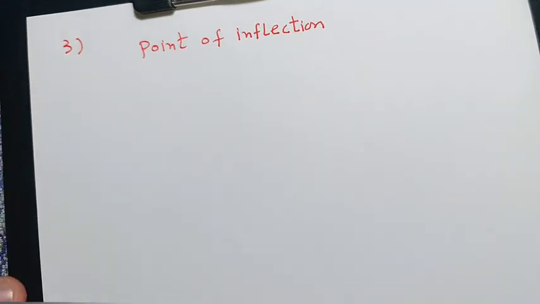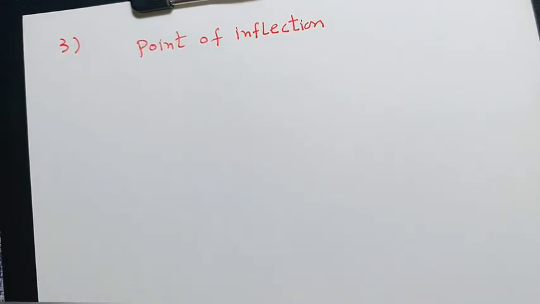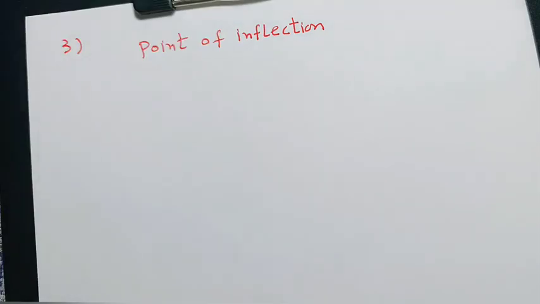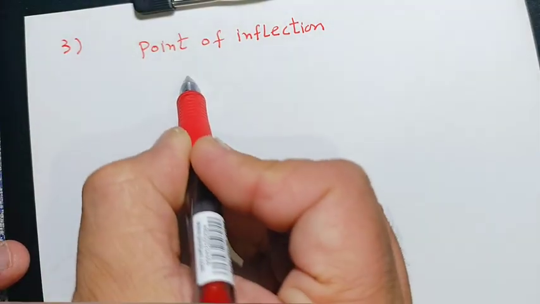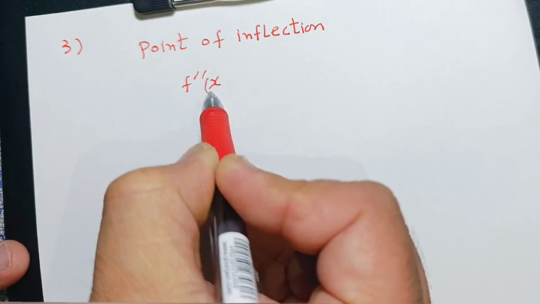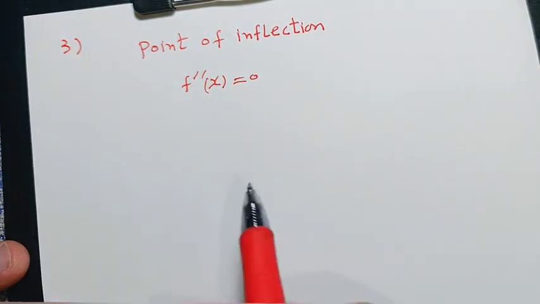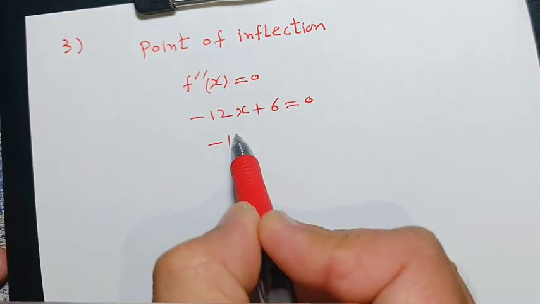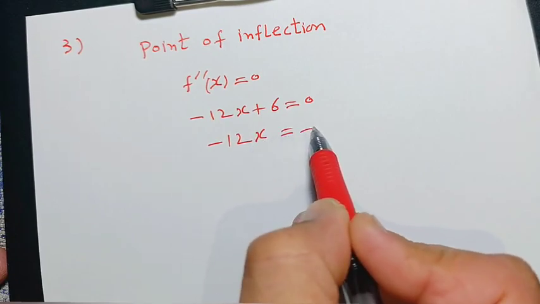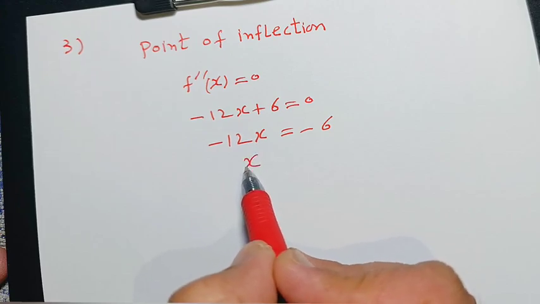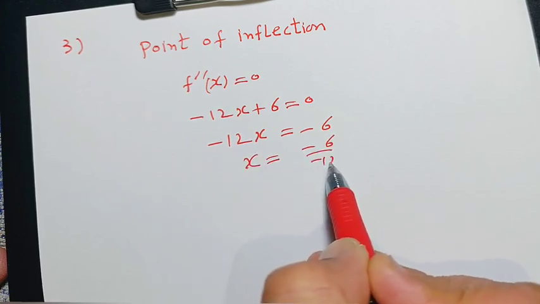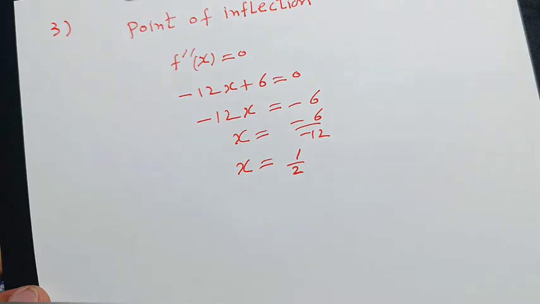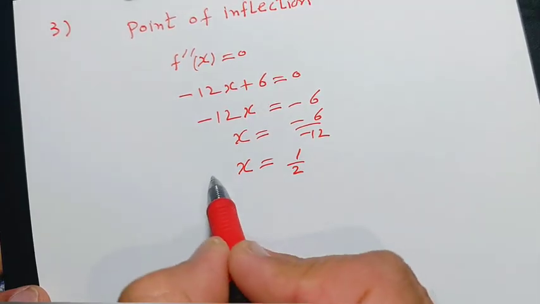Now we need to find the point of inflection. For the point of inflection, the second derivative must be equal to 0. We have the second derivative, -12x plus 6. So the second derivative must be equal to 0, and then we need to solve for x. Negative 12x, and this becomes negative 6. We need to solve for x, so therefore x is going to be negative 6 divided by negative 12, so x is 1 over 2. So therefore the x value is 1 over 2.